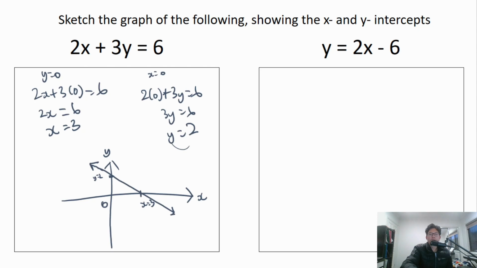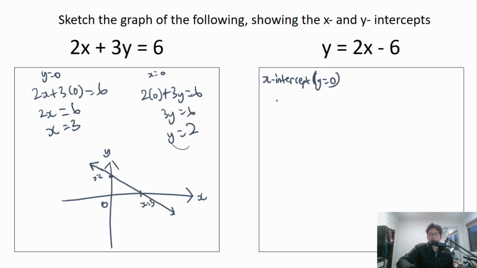Now let's have a go at the next one. This one says y equals 2x minus 6. Let's start with the x-intercept again. At the x-intercept, y equals 0. Let's write that at the start of every working out. I didn't do it here, but let's do it from now on. And we have the equation y equals 0.